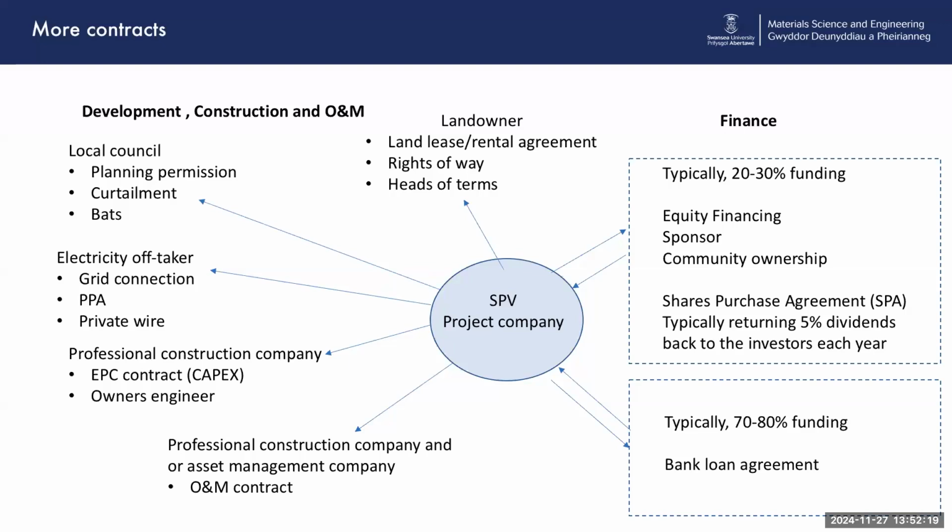Who else have I got here? So I've said financing, typically 20 to 30% financing. That could be from equity financing, sponsor, or something I haven't mentioned yet. That could be from grants and community ownership as well. So that could be part of your funding. And you'll typically pay dividends each year to your financiers. And then we've got about 70 to 80% bank loan agreement.